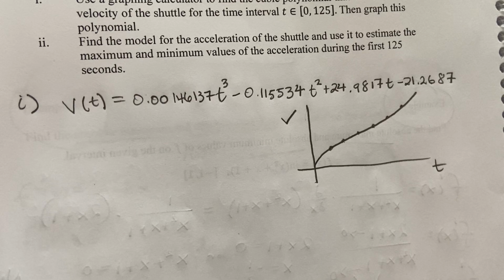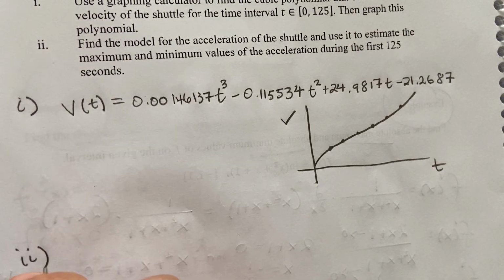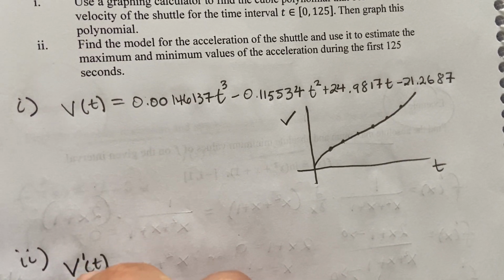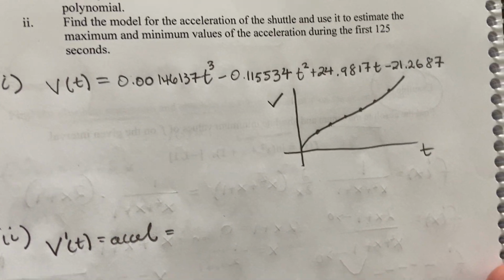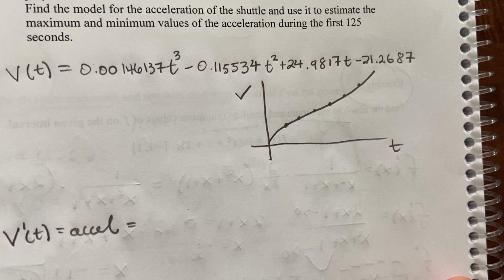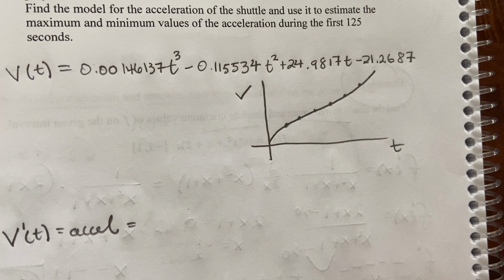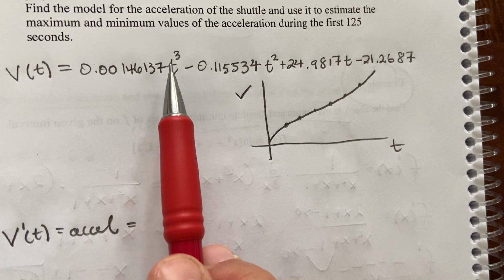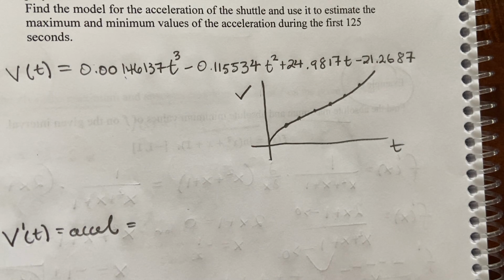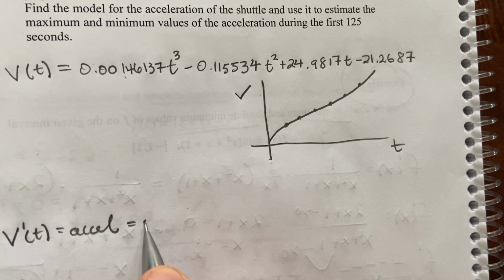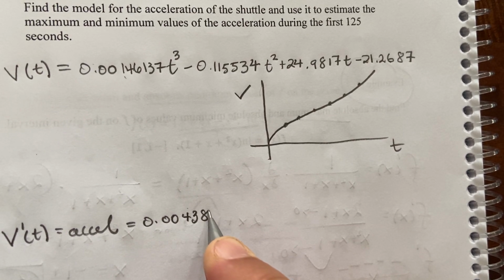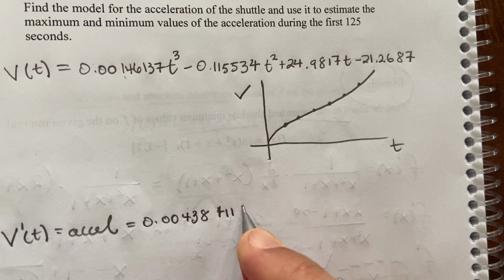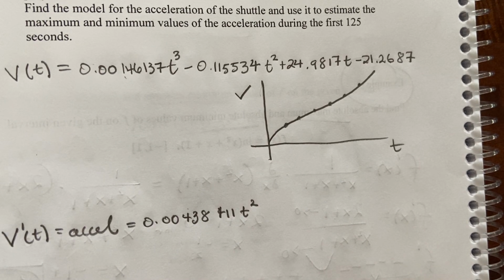All right, so for part 2, what I'm going to do is basically find v prime. That'll be the acceleration function. So writing that down, I'll use the power rule. So I'll multiply it down by 3. So I'll get 0.00438411, and now that's a t squared term.